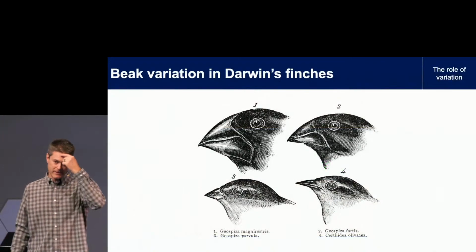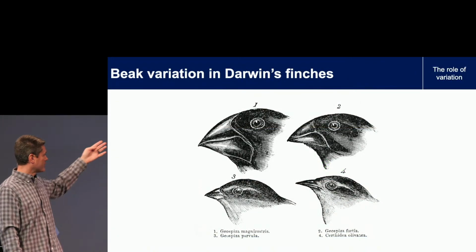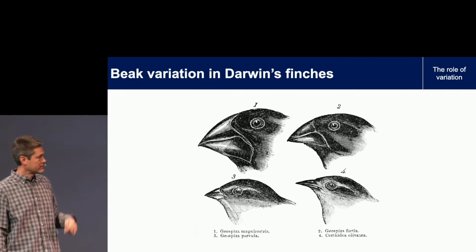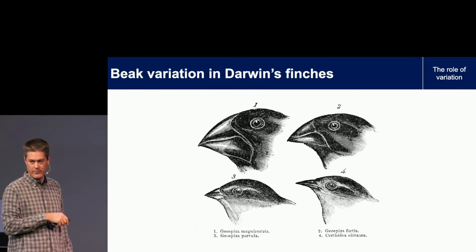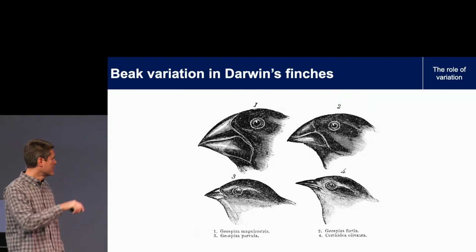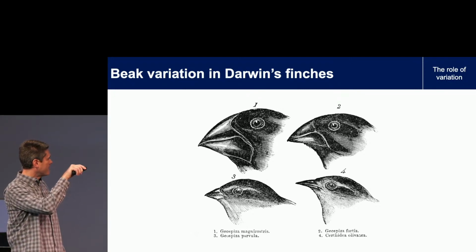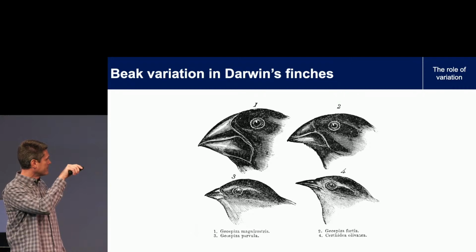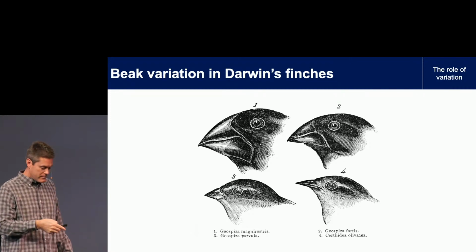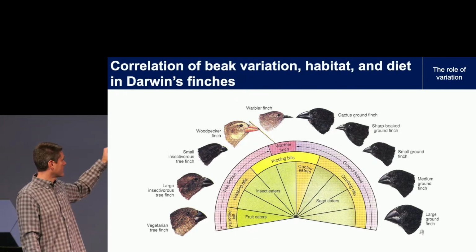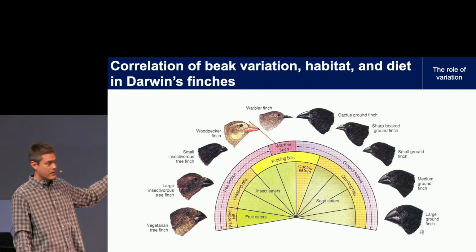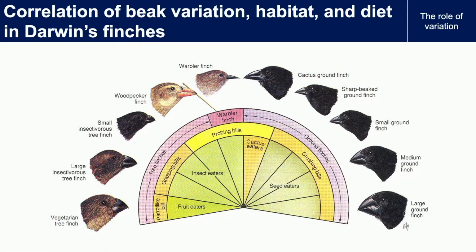We're going to start with a classic example of variation, beak variation in Darwin's finches. So this is an example of the different finch varieties, some of them, on the Galapagos Islands that Darwin saw. And you can see, obviously, the biggest difference is the beak size, right? And what has been discovered in the course of study of these finches is that there is a correlation between the beak variation and their habitat and diet. And so this is just a chart that shows you that. You've got your vegetarian finches over here, insectivorous finches, et cetera.